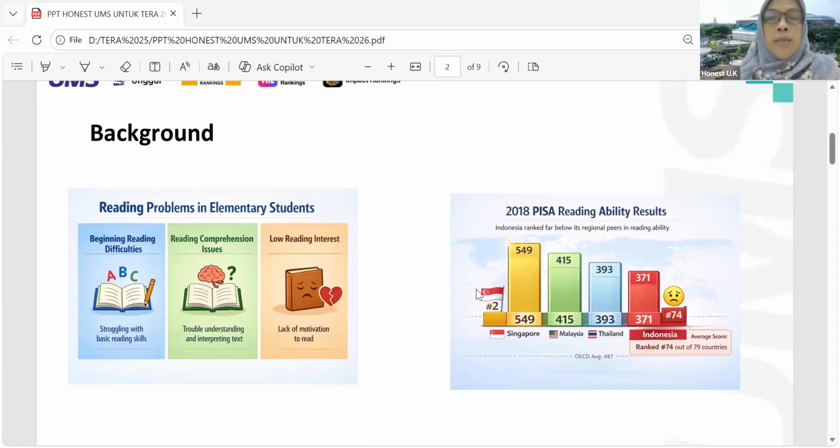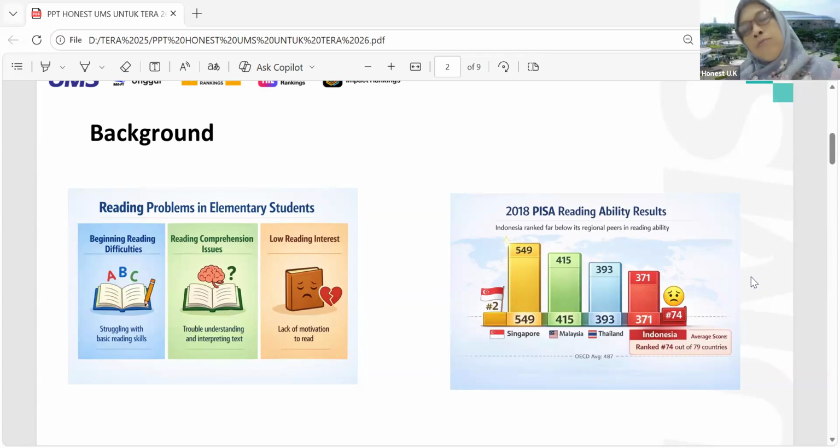The background of this study comes from two sides: first, the reading problems aspect, and second, the report by PISA. There are several reading problems in elementary students. The first one is beginning reading difficulties: the students struggle with basic reading skills. The second one, the students have reading comprehension issues; they have trouble understanding and interpreting text. The third one, the students have low motivation to read.